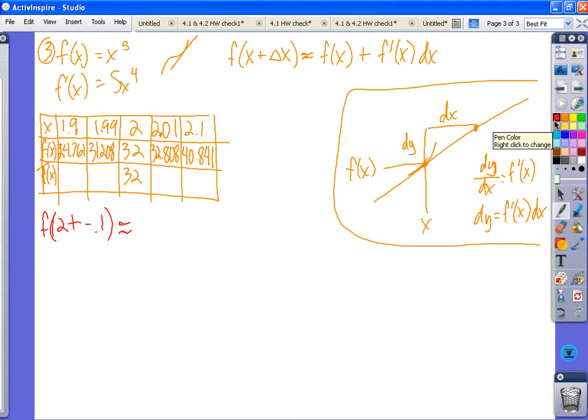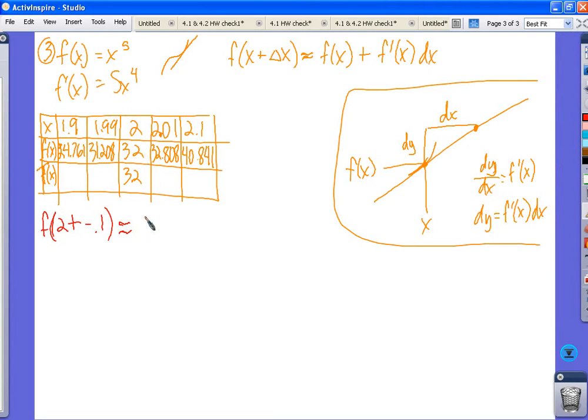So this is going to be f of x. What's f of x? 32. Now this is where you might be confused. This is plus f prime of x. F prime is the derivative. The derivative tells us about what? What information does it tell us about the original graph? Slope. The slope, right? F prime at that value is the slope.